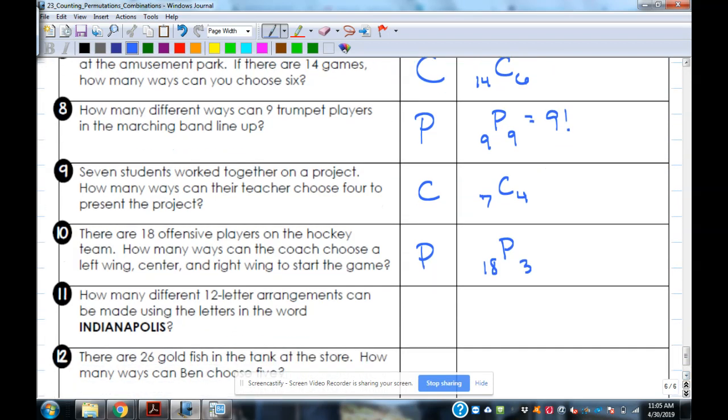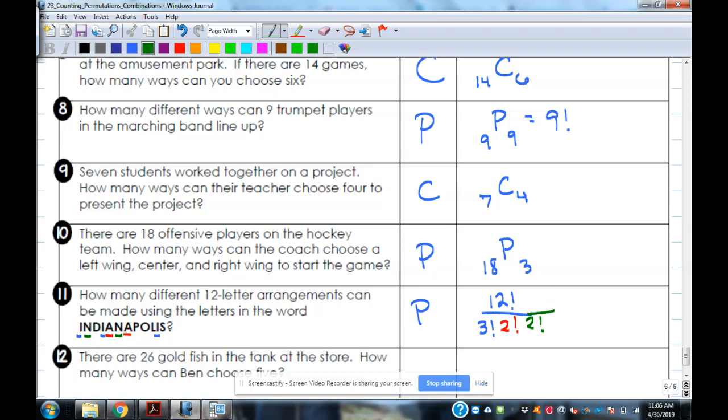How many different 12-letter arrangements can be made from the word Indianapolis? Well, it's an arrangement, so we know it's a permutation, but we're going to do it with 12 letters. How many repeats do we have? The I repeats 3 times, right? So that's 3 factorial for the I. The A is there twice, so that's 2 factorial for the A. And the N repeats twice, so that's 2 factorial for the N. So that's what's got to be there.